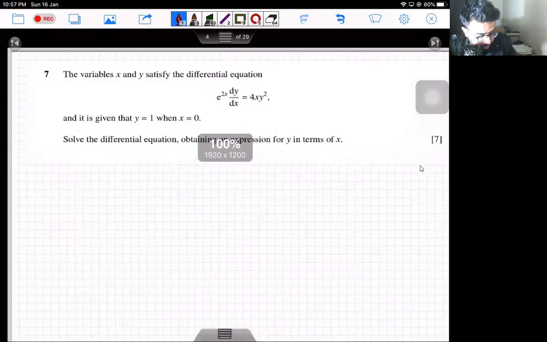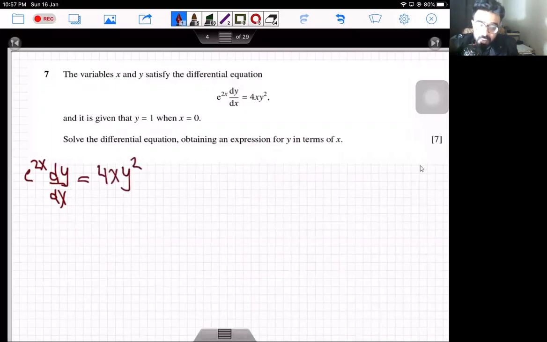All right, so first of all, the equation is given to us in this form: e raised to the power 2x multiplied by dy over dx is equal to 4xy squared. So what we are going to do is separate the variables first. Whatever the terms are in terms of x will be written along with dx, and whatever the variables are in terms of y will be written along with dy. Okay, so we are going to separate the variables.